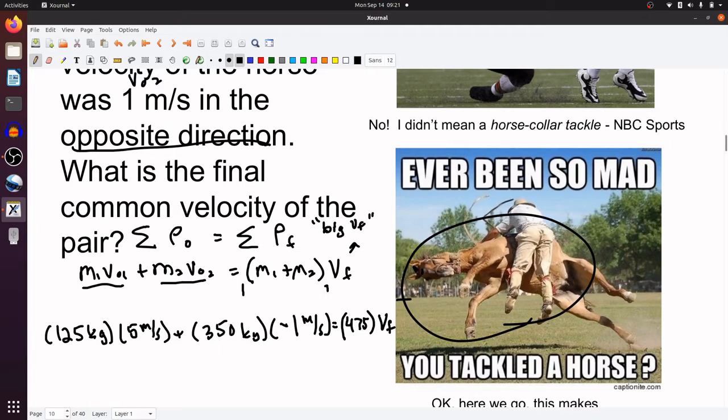So, in this case, I went ahead and plugged in numbers. But it's a really simple problem. I just need to divide everything on the left by the 475. So, let's go ahead and do that. That's 125 times 5 plus 350 times negative 1. 125 times 5, okay, yeah, that's right. And then divide that by 475, and it gets 0.57. 0.57? 0.58. 0.58.